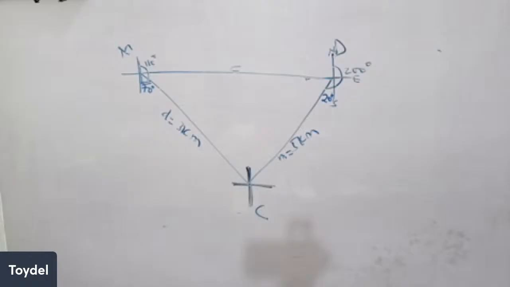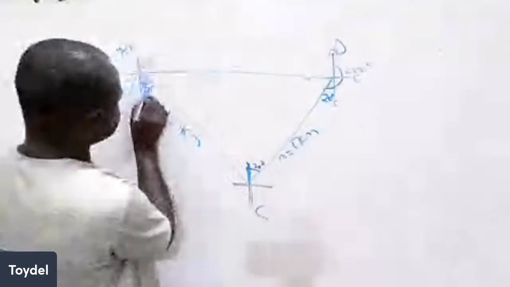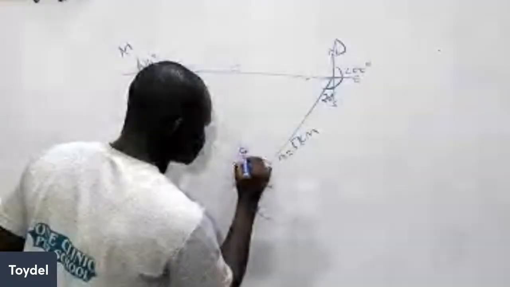From there, we can find angle C. So angle C will be what? Angle C is going to give us 90 degrees. This angle here is alternate to this small angle, which is 20 degrees. This angle is alternate to this angle, this is 70 degrees. Then the total of this will be 90 degrees.